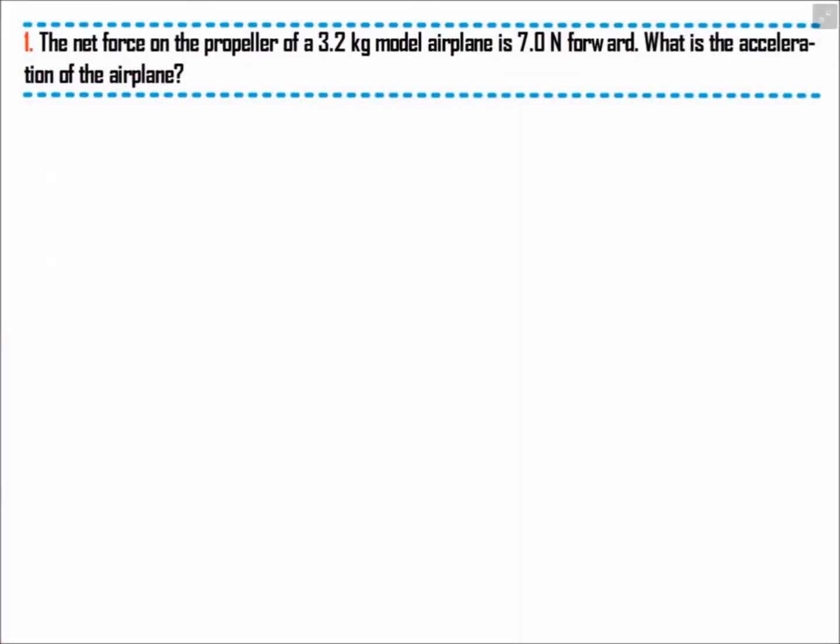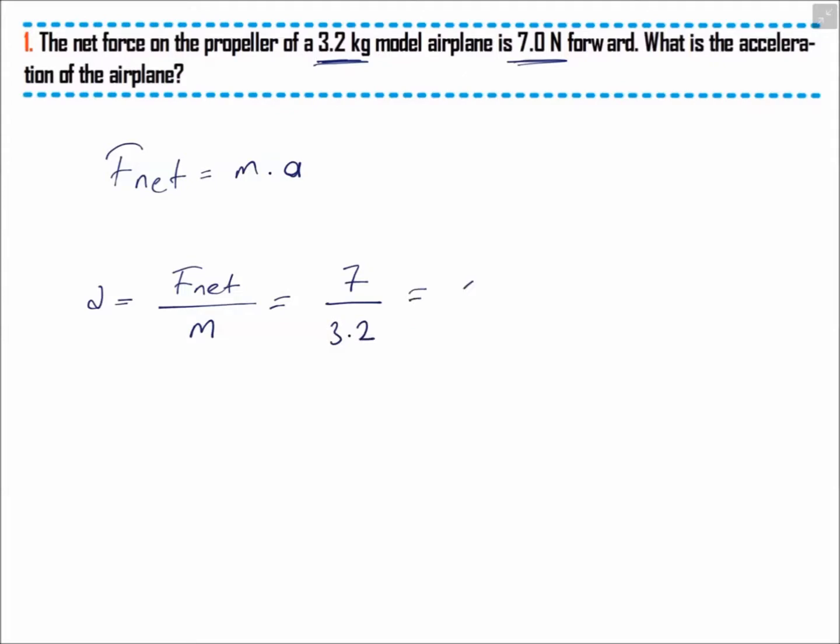In this question, it says the net force on the propeller of a 3.2 kilogram model airplane is 7 Newton forward. What's the acceleration of the airplane? We have to use the formula F net equals mass times acceleration. So acceleration equals F net over mass. The net force is here 7 Newton and the mass is 3.2. So the result will be 2.2 meter per second squared.